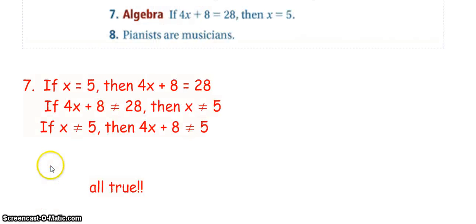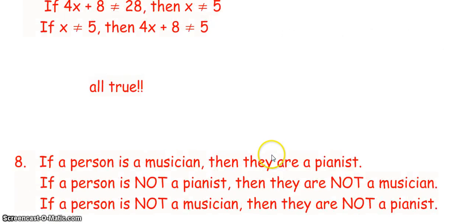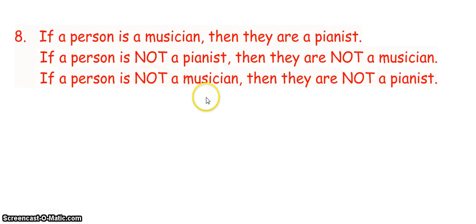So now we look at number 8, the pianists are musicians. So if a person is a musician, then they are a pianist, which is not true. There's lots of musicians that are not pianists. If a person is not a pianist, then they are not a musician. Well, again, that's not true. And if a person is not a musician, then they are not a pianist. Then that is true. You'd have to be a musician to be able to play piano.